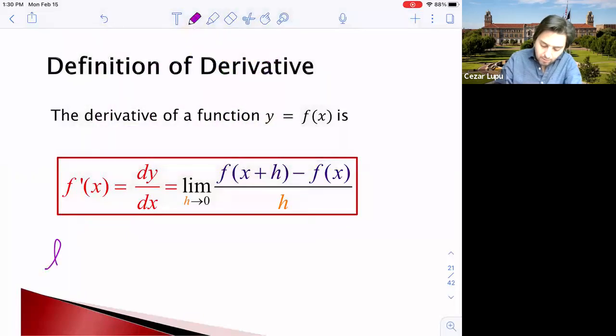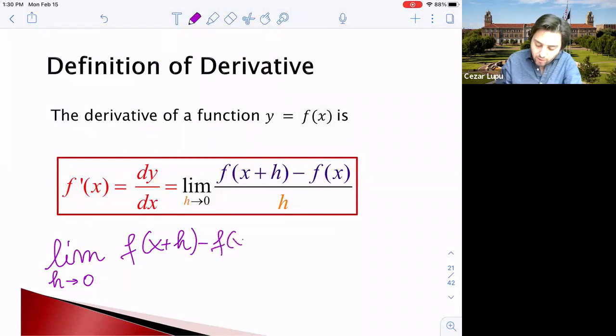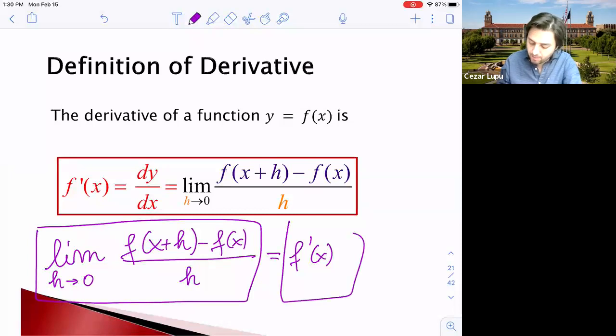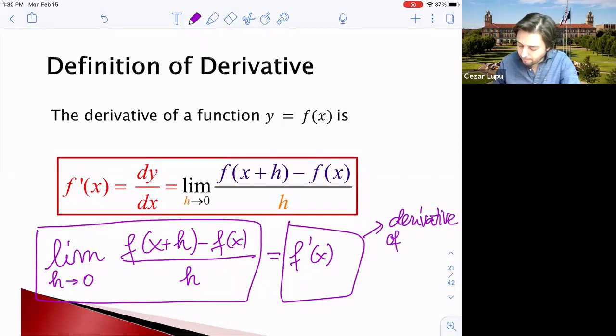Okay, this. So the limit as h approaches 0 of f of x plus h minus f of x over h. This guy here is nothing else than just the derivative of f at the point x. So this is this guy here. And let's put this separate here. So that's the derivative of the function f. Let's write it in this way.